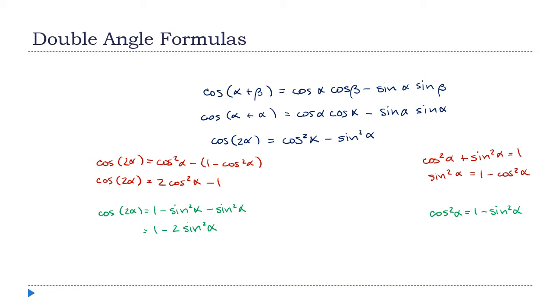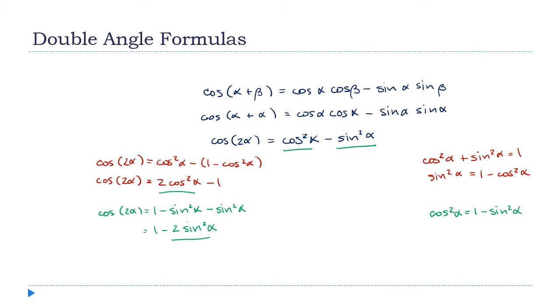What makes these generally useful is these alternative versions only use one trig function, where the other one uses 2. Our original one uses both cosine and sine. Each of these only use either sine or cosine. Sometimes that'll be helpful. Okay, so those are our double angle formulas.